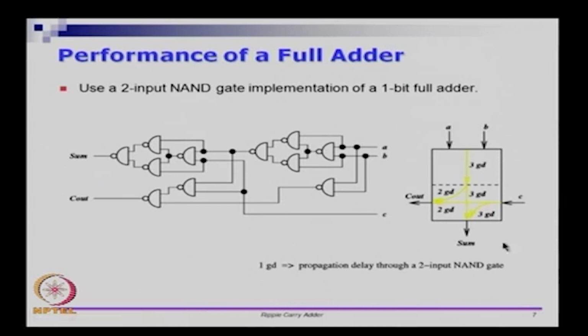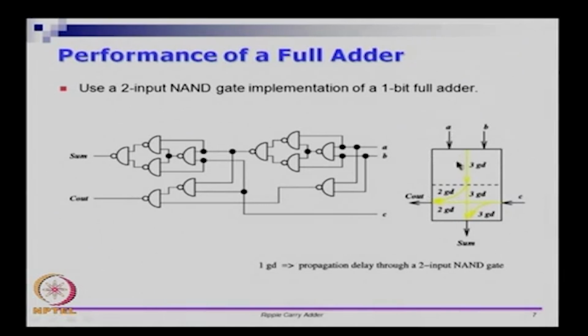A 1 bit full adder is one which will take two inputs AI and BI along with the carry input CI. So, there are 3 inputs to the circuit, and it produces sum I and carry I plus 1. If you go and look at the delays in the circuit, this slide is about the performance of the full adder. Let us assume that all the NAND gates have 1 unit delay, just to keep things simple. What we will do is analyze the performance of this. So, let us look at the circuit here.